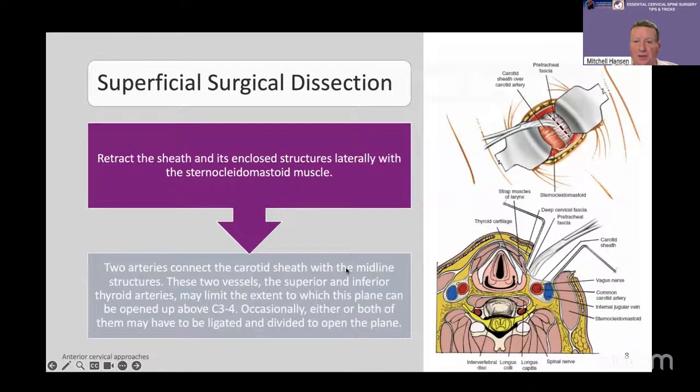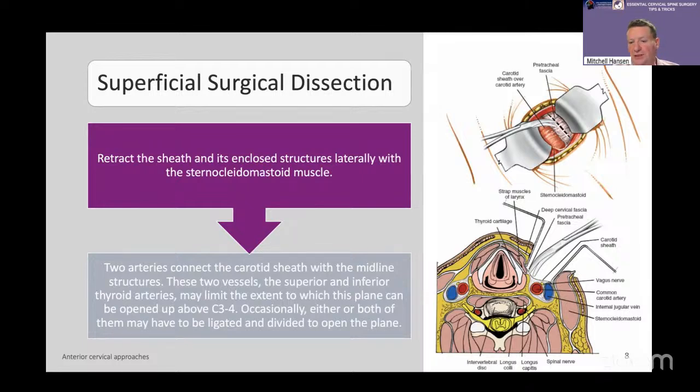With the superficial dissection, generally when I'm looking at a single level, I undermine the platysma to make space, and then divide the pretracheal fascia. This I do with sharp and blunt dissection, but when it comes to position of the incision, the superior and inferior thyroid arteries can limit the extent to which we can open up above C3-4, and either or both of these need to be ligated to get to the plane.